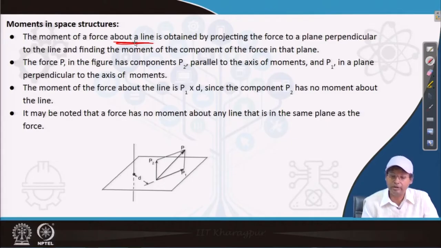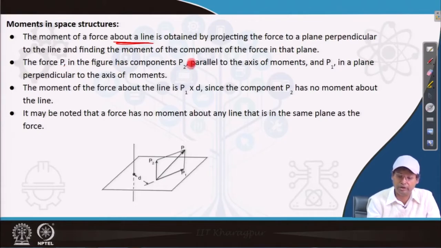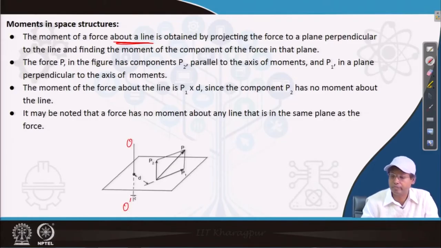And what do we need to do? We need to consider the component of the force on a plane which is perpendicular to the line about which we are trying to consider the moment. So, let us proceed to the description. The force P in the figure has component P 2 parallel to the axis of moment. This is the axis of moment, we may say O O prime. And P 1 in a plane perpendicular to the axis of moment. So, this plane that we see is perpendicular to this axis of moment. The moment of the force about the line is P 1 cross D.